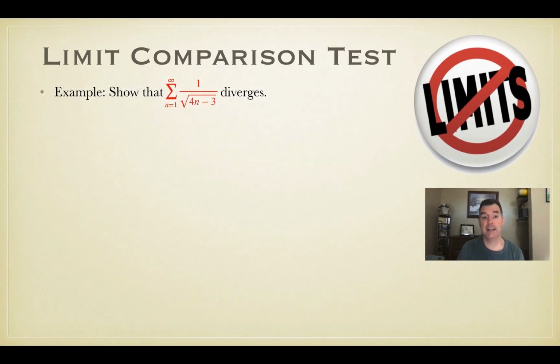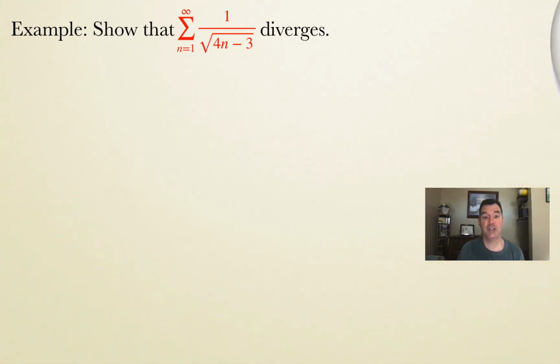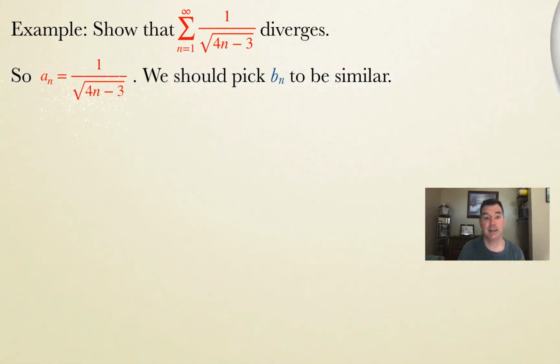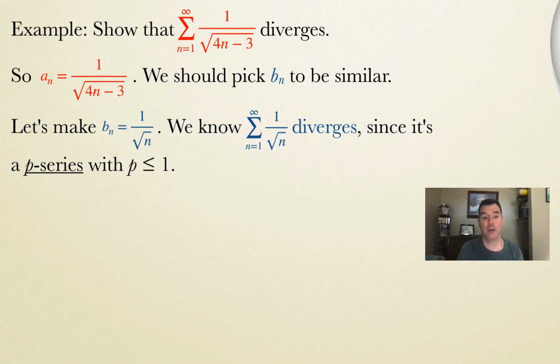All right, let's use this to show divergence now. If I need to show that this series is divergent, then I need to pick a series that looks very, very similar. So I'm going to use 1 over root n. All right, I know that 1 over root n diverges because it is a p-series where the p-value is 1/2, and that is less than or equal to 1.